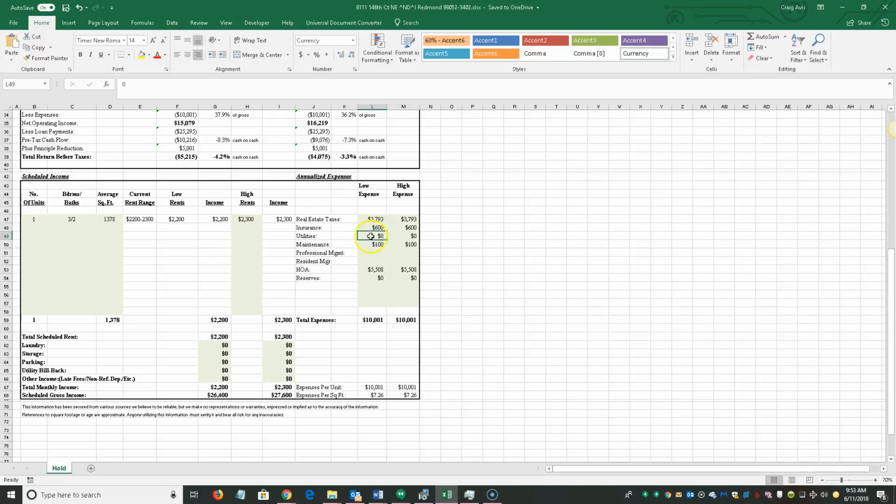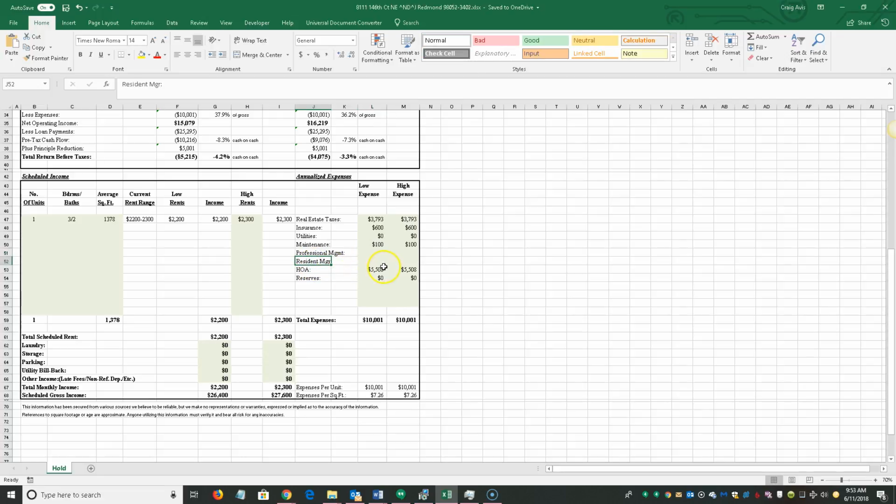Utilities, you would have the tenant pay all utilities, so nothing there. Maintenance, I'm just throwing in about $100 a month for maintenance. That might be a little bit on the high side, but that's a pretty good estimate. I'm assuming no professional management, that you're going to manage it yourself. If that's not the case, we can stick in about 10% on your monthly income is about what you'd expect to pay for professional management.